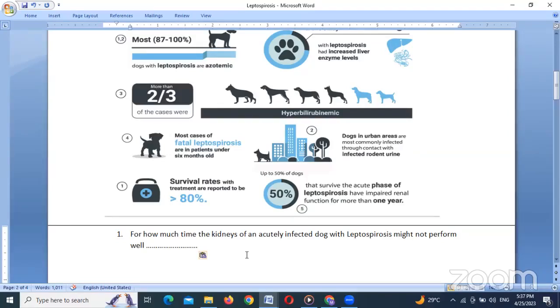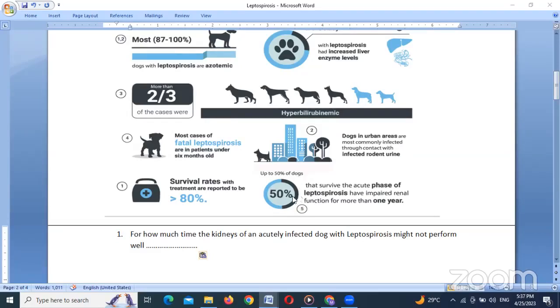Can anybody answer this question? No? Dr. Shireen, yes, please. I think they mentioned up to 50% of dogs. Yes, it is mentioned here, above this circle. Up to 50% of dogs. So they have written 50% here, so now they're talking about the dogs.